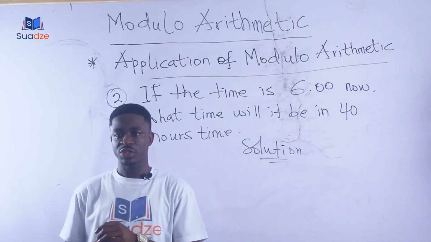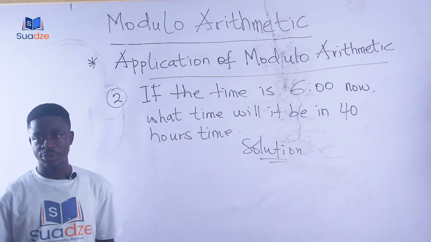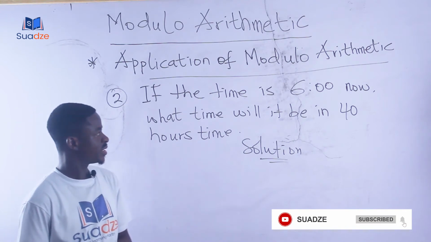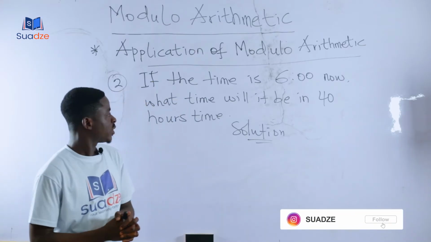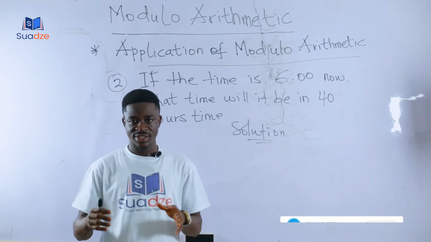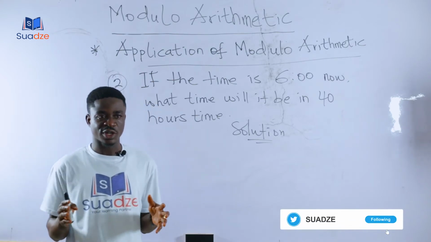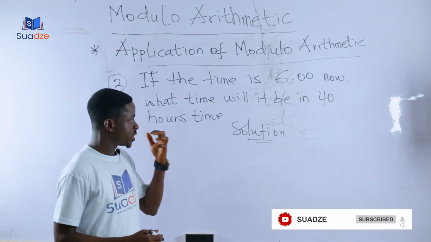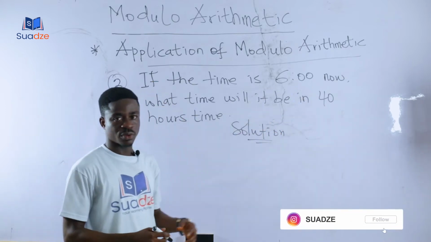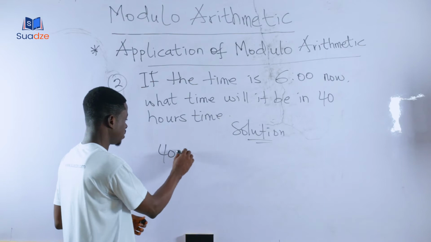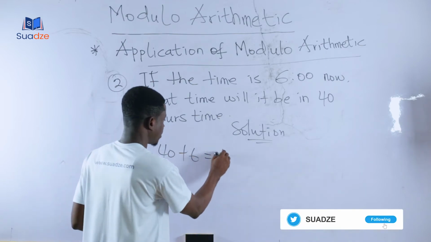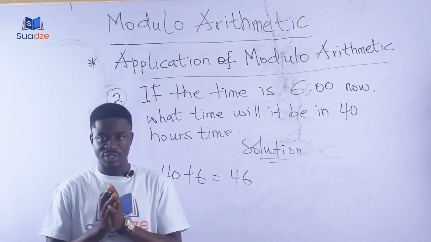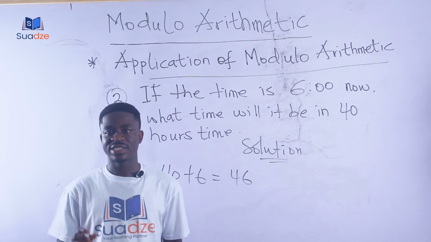So let's look at the second question in relation with modular arithmetic. Okay, still dealing with time. The second question says that if the time is 6 o'clock now, what time will it be in 40 hours time? It is 6 o'clock now. So in 40 hours time, what time will it be? So what we are going to do is add the 40 to the 6. So you are going to get 40 plus 6, which will give us 46. But you know that in timing, you don't have anything like 46 in timing.